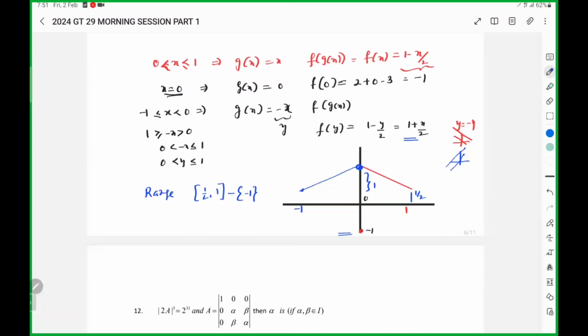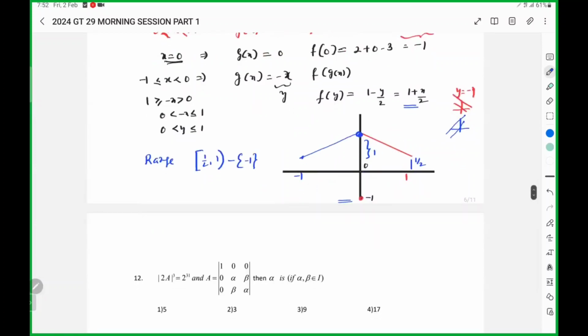So x less than 0, so it should be better. Not exactly. Because, let me check. At 1, it will be half. So it can go up to half. But at 0, here it is not taking 1. At 0, it is minus 1. It is approaching 1, not minus 1. This will be the range.